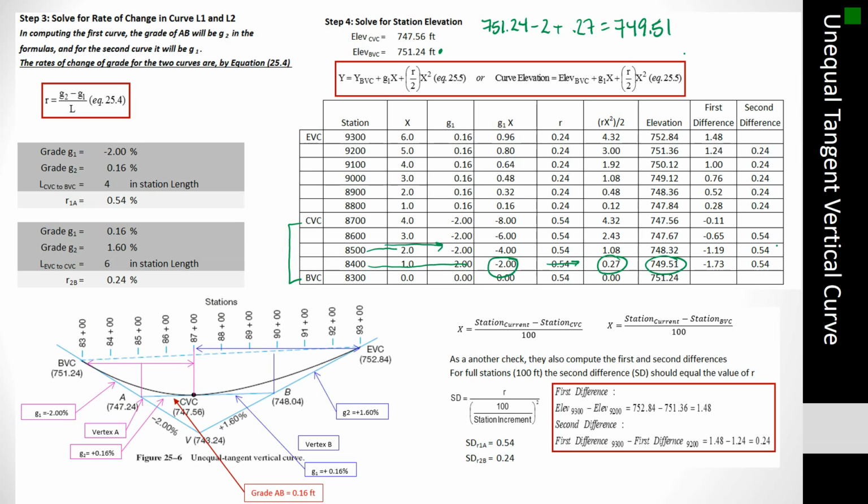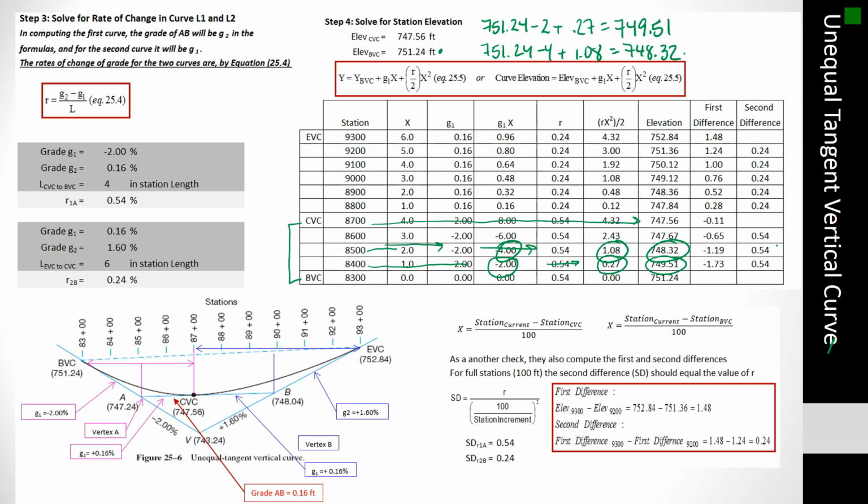So the next one says 751.24 minus 4 plus 1.08 is going to give me the 748.32. Okay, and you keep going up until you hit here.